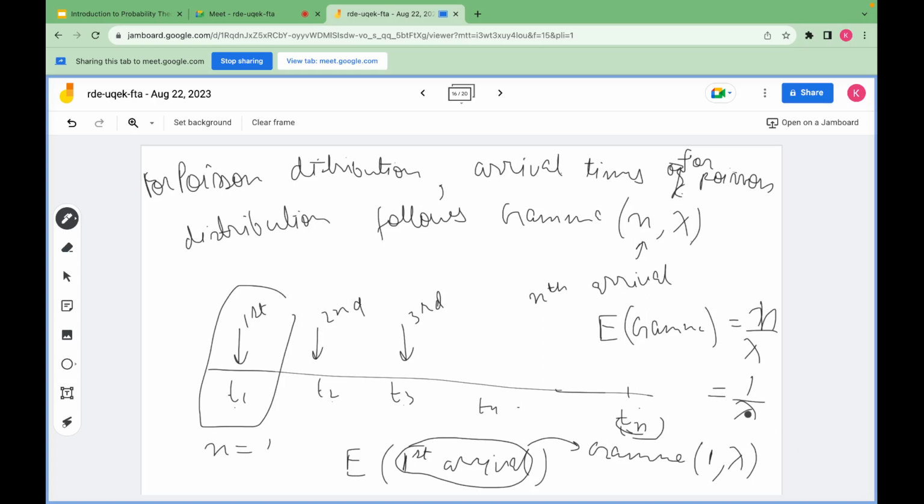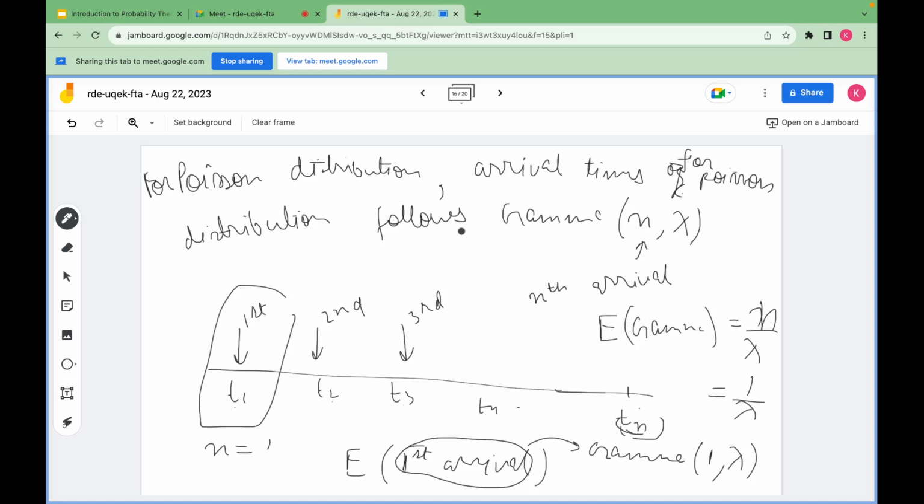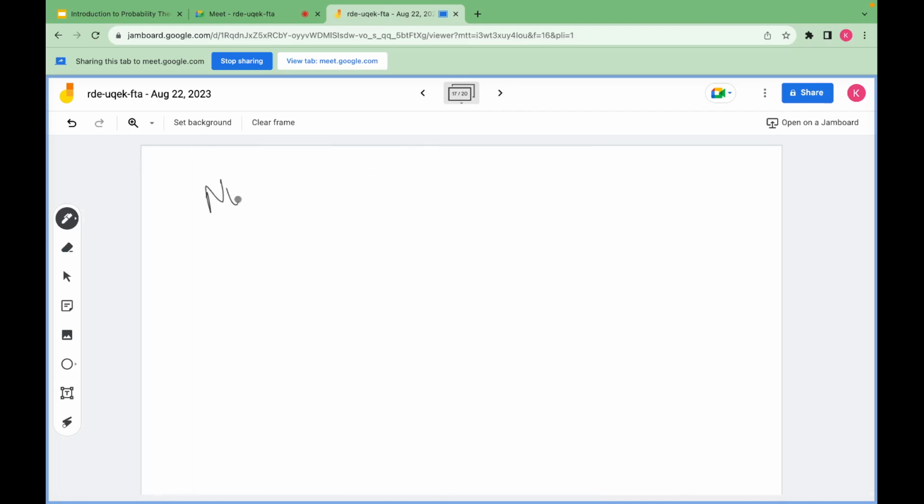Okay, but we are not asked about the first arrival time. We are asked the expectation of the first non-spam email. So we saw that the non-spam email is Poisson distributed with parameter lambda times p.